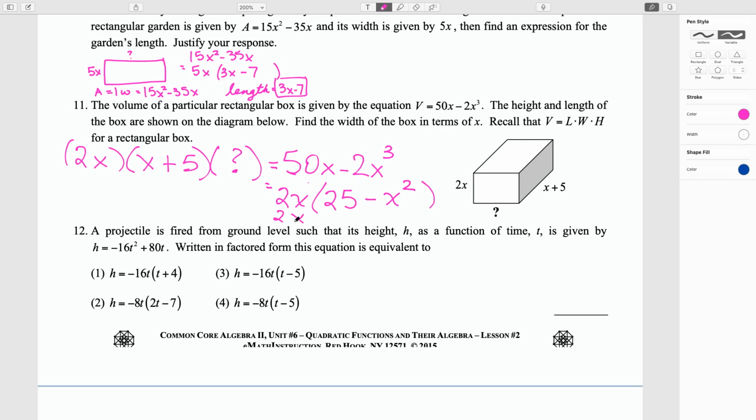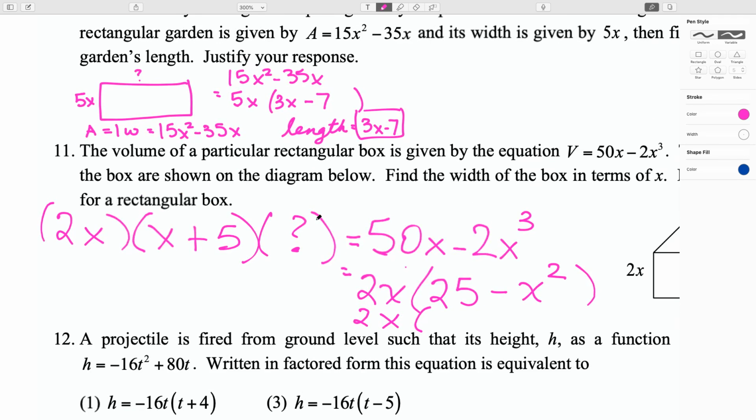So we'll get 2x times 5 minus x times 5 plus x. So there we could see our missing dimension, because you can rewrite x plus 5 as 5 plus x. So the missing factor is 5 minus x. So the width is 5 minus x.